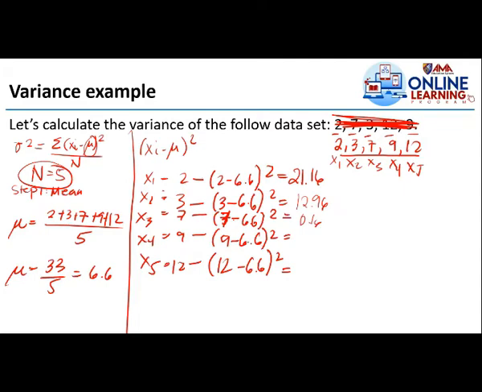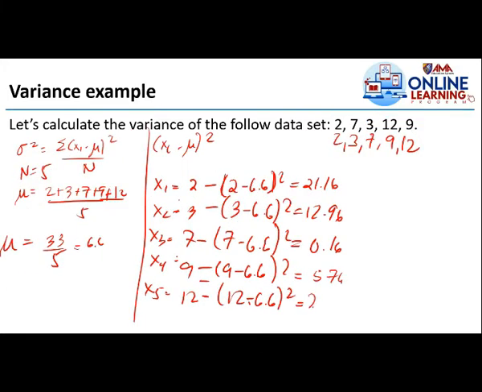This one is 9. 9 minus 6.6, that is 2.4. 2.4 squared is 5.76. This is 12 minus 6.6. So 5.4 squared is 29.16. Then, you get the summation of x sub i minus mu squared, so add mo tong results na ito. So this is 69.2.